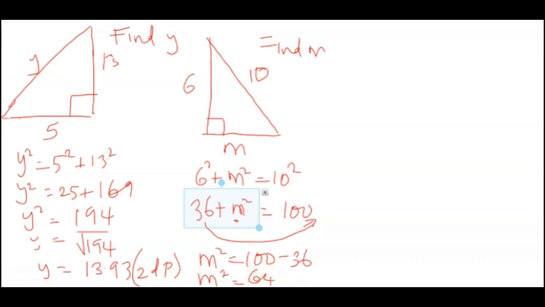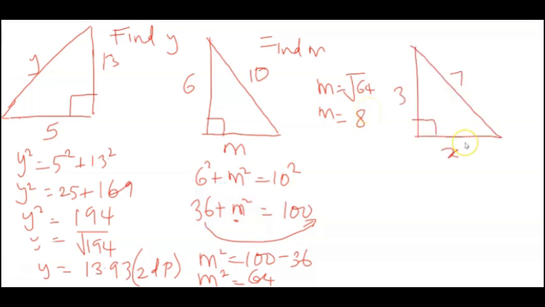Okay, that will give us 64. So m now will be equal to the square root of 64. So my m is equal to 8. Is that okay? Alright, so let's take another example.